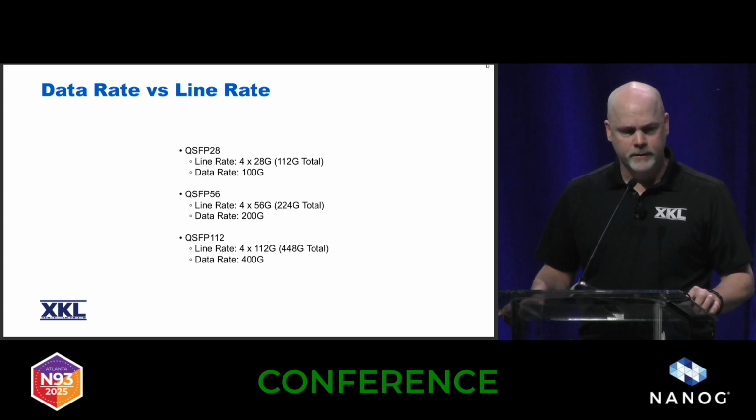Just a brief slide talking about data rates versus line rate. Why do these numbers exist? I bought a QSFP28. What's 28? I'm running this thing 4x25, right? It's 100 gig. So you can do the math on the forward error correction and some of the overhead involved in transmitting those signals.